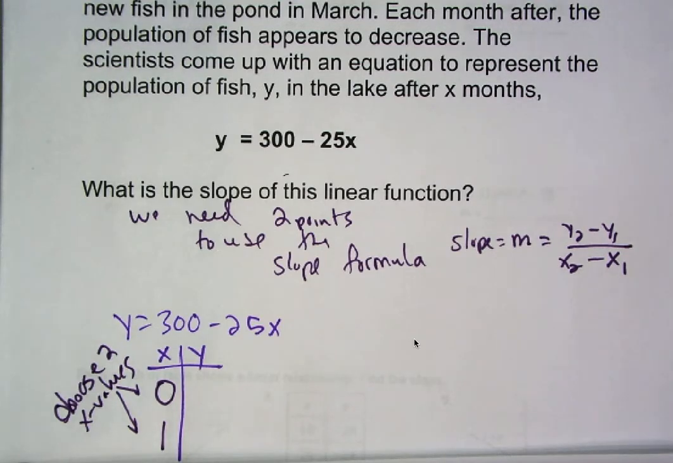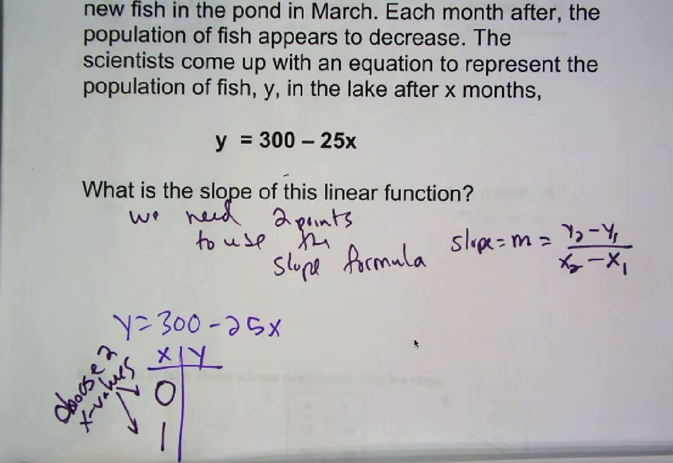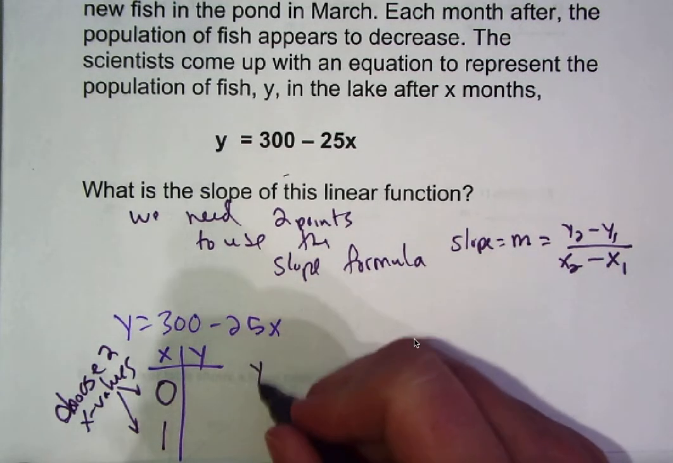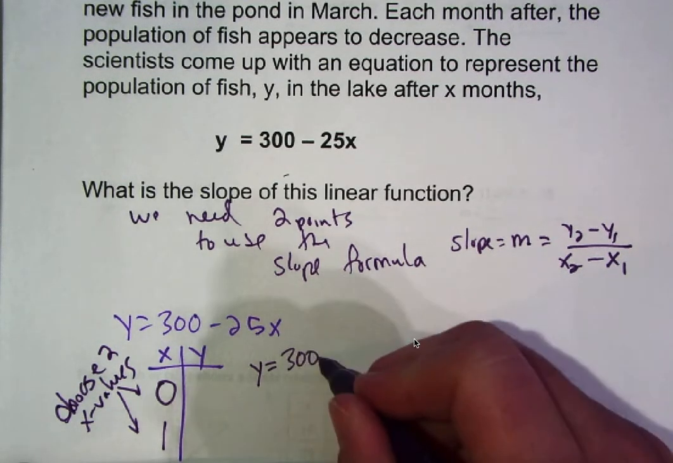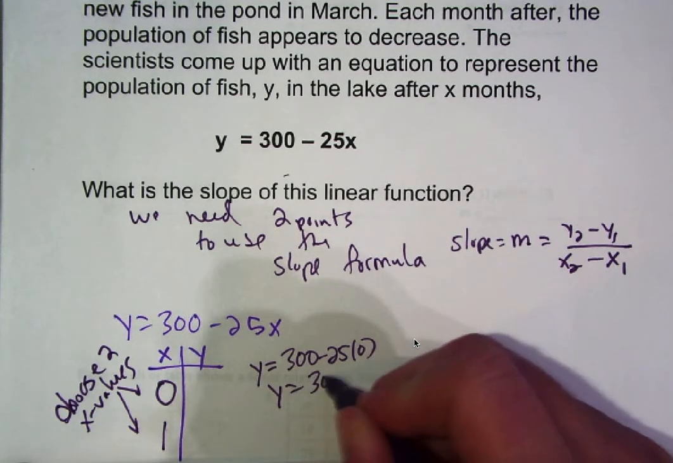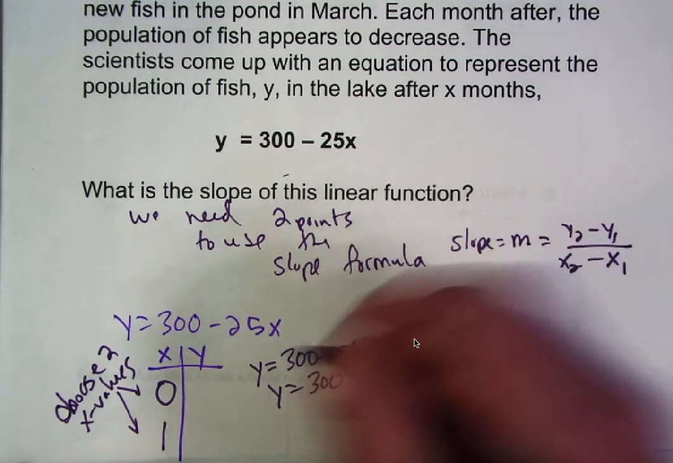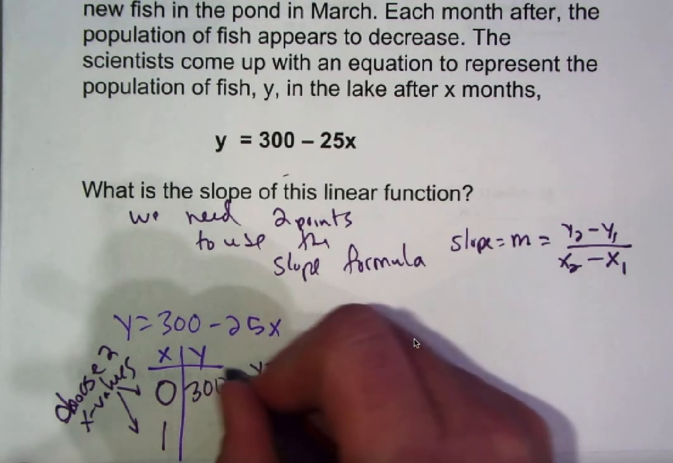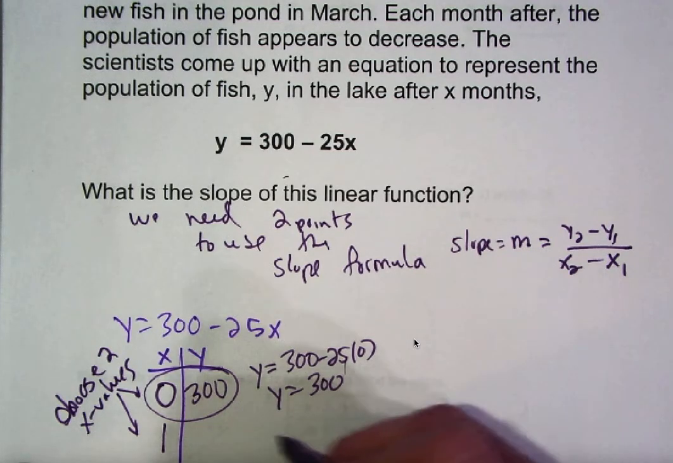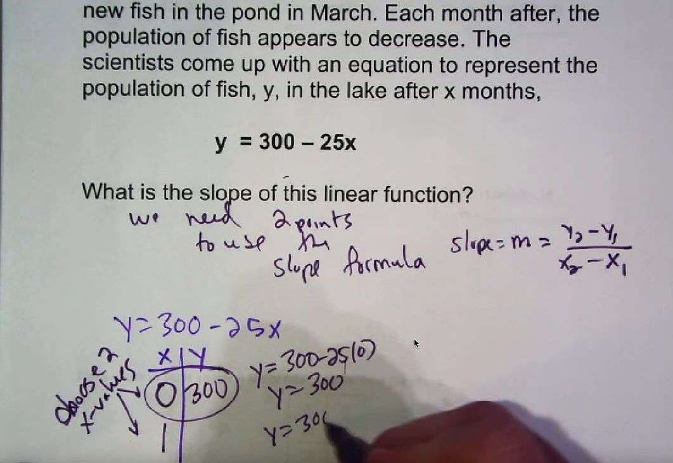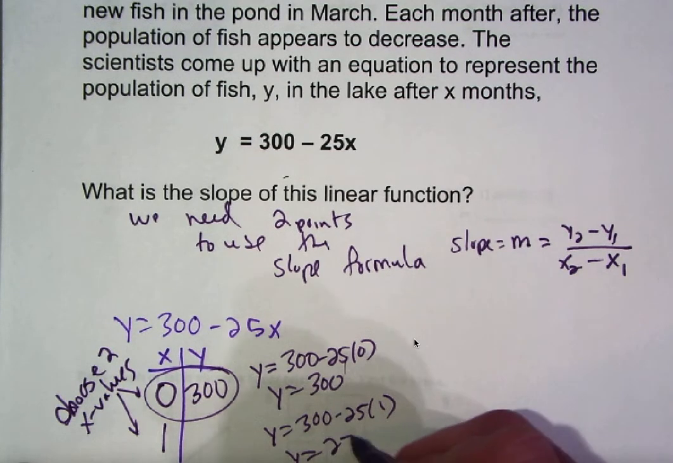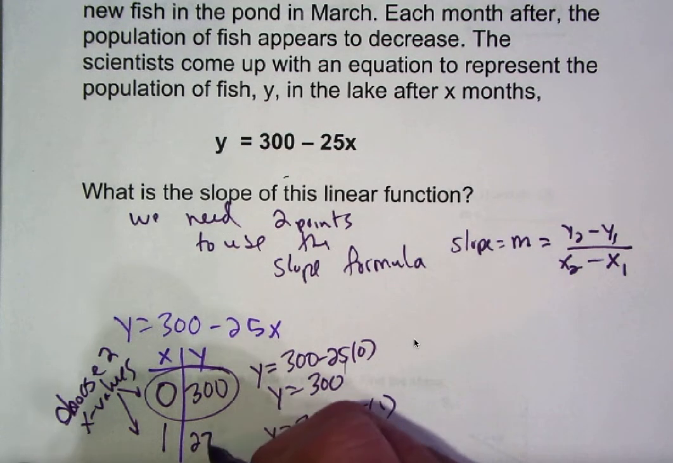So we just choose random x values, 0 and 1. We just need to get the y values that go with them with this equation, and we do that using substitution. All right, so if we put 0 in, we get 300. So we've got one ordered pair. Now we just need one more. So I got the other one.